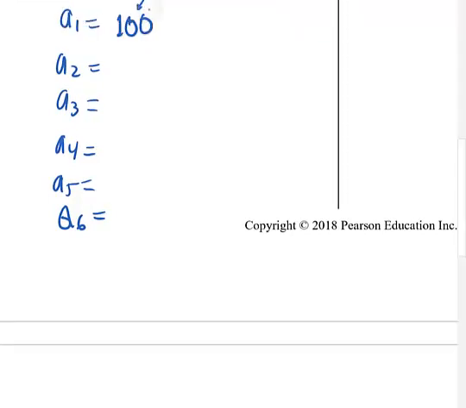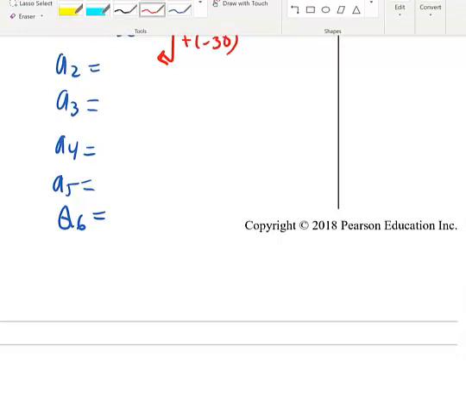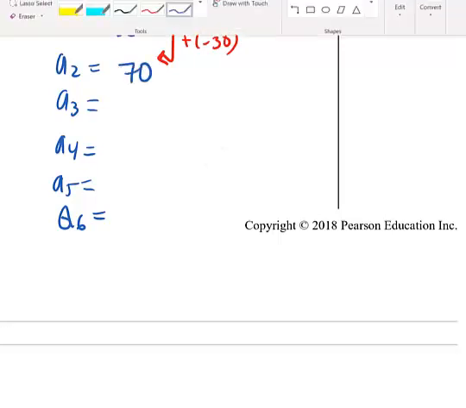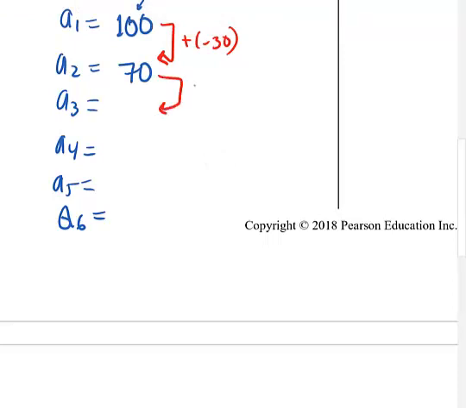So that means I can take the first term and add negative 30 to it, and that should give me the second term. 100 plus negative 30 is 70. Then to get the third term, I take the previous one and add negative 30 to that. 70 and negative 30 makes 40. That'll be our third term. And you can see where this is going. Instead of thinking of it as adding negative 30, you can think of it as subtracting 30. Either way. Now I'm taking 40, the previous term, and adding negative 30.